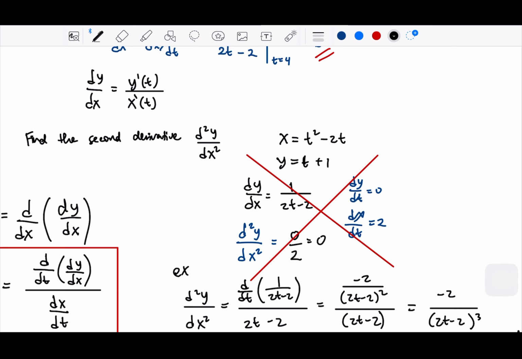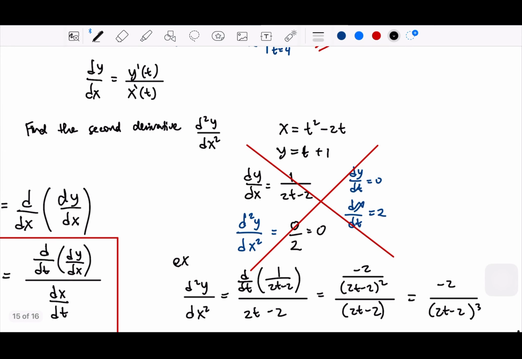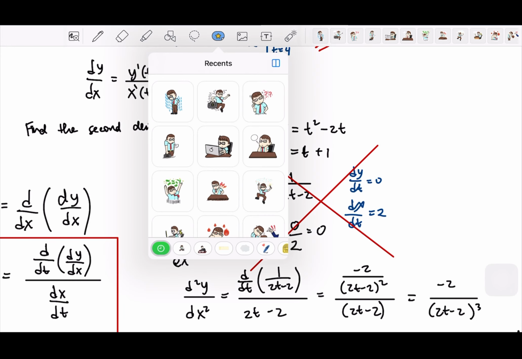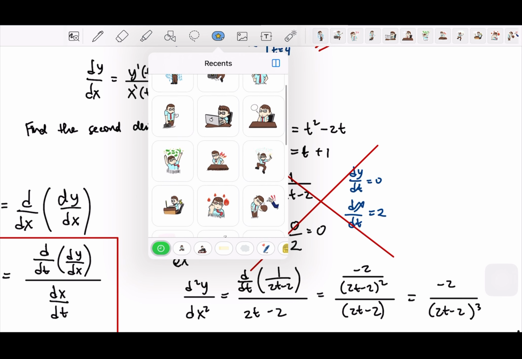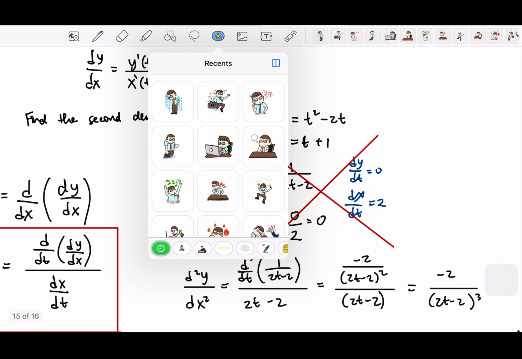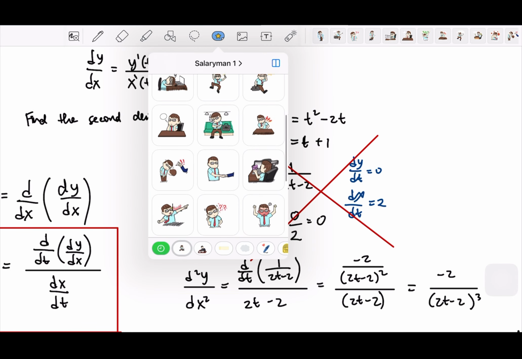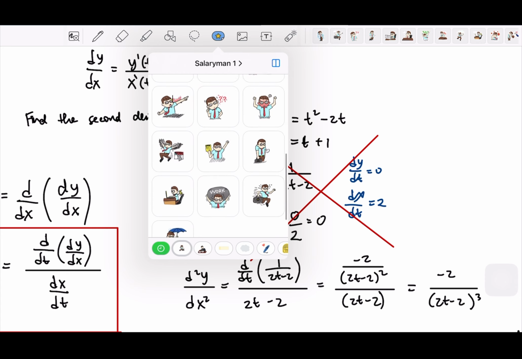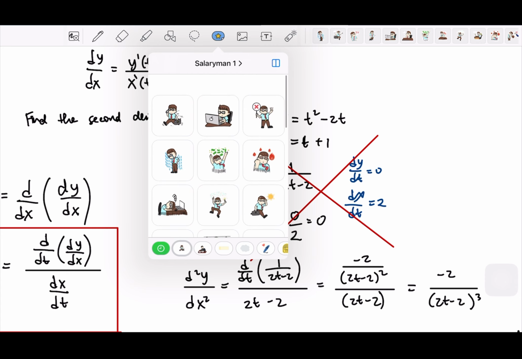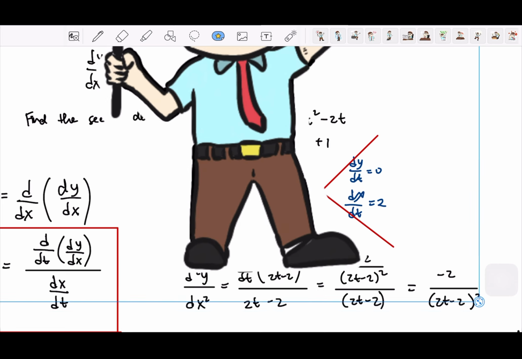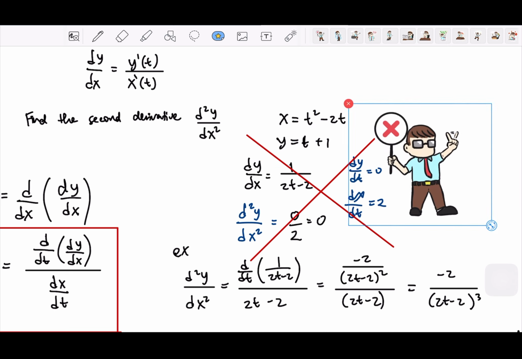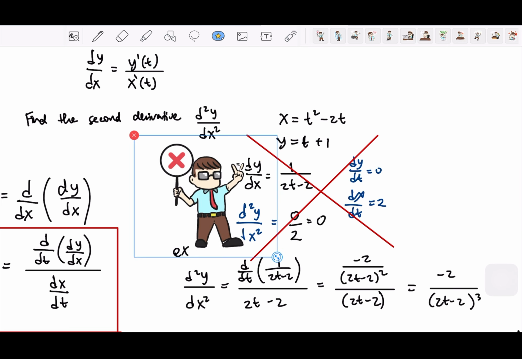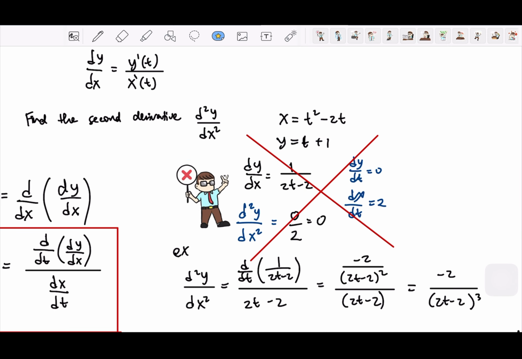Let me, do I have the stickers? Let me take the stickers. Where's my sticker? Okay, no. I forgot that I have a sticker. This is me.